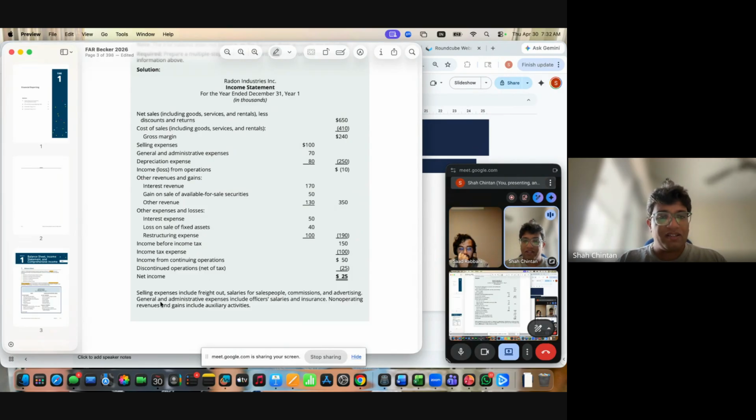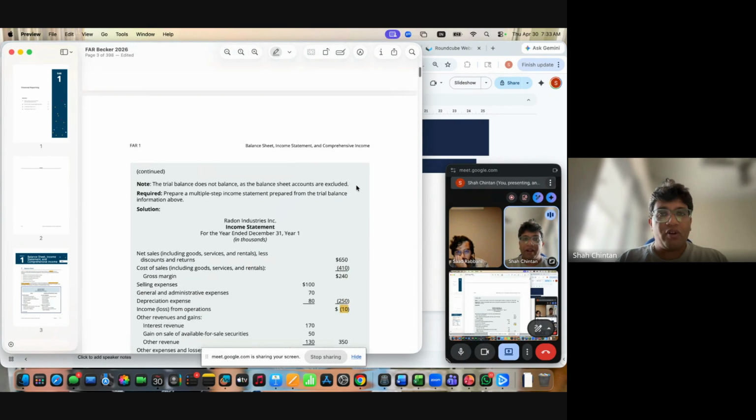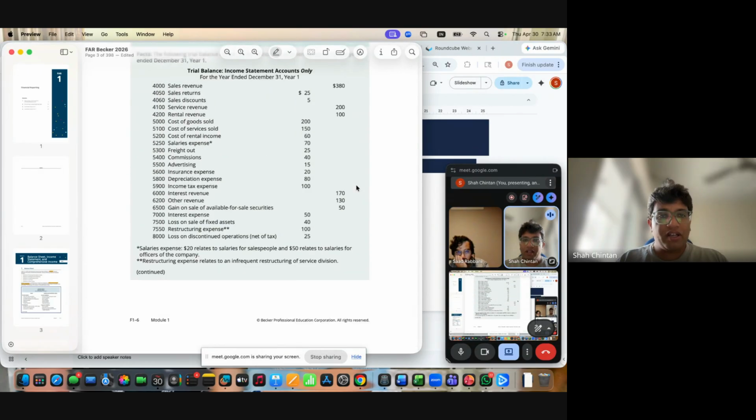Let's see what they are saying. Selling expenses include freight out, salary, commission, advertising; general administrative expenses include insurance. All these items you have totaled up and reduced from your selling and administrative expenses. So 170 plus 80 comes to 250. So the 240 gross profit minus 250 operating expenses gives you income from operation as a negative $10 loss.